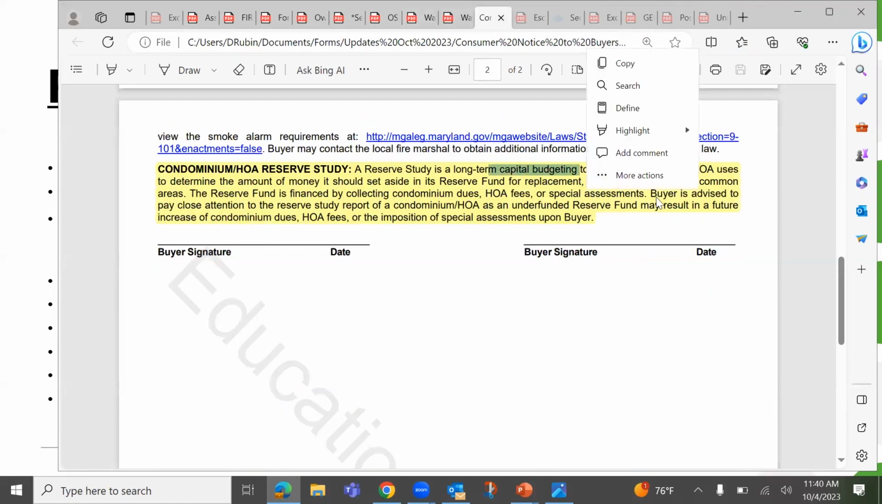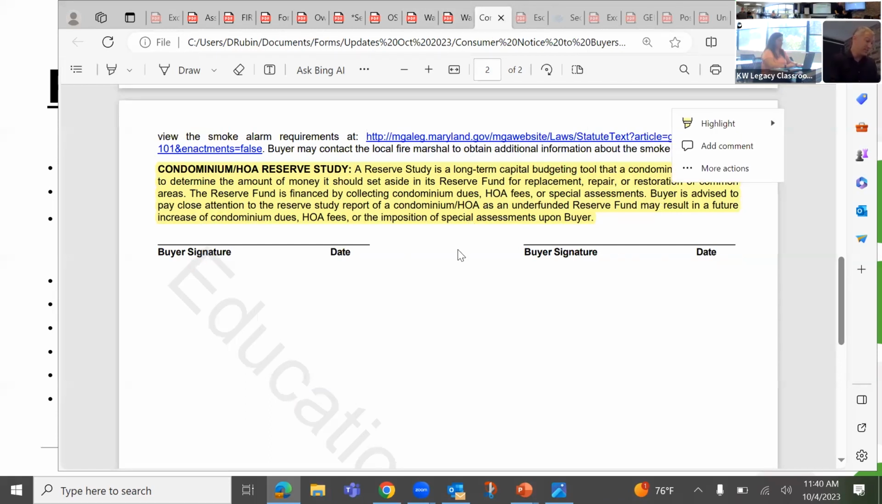Hey, condos are doing this now. Buyer is advised to pay close attention to the reserve study report, as an underfunded study may result in future increases in condo fees, HOA fees, and the imposition of special assessments on the buyer. These reports are going to be included in your resale packages going forward.